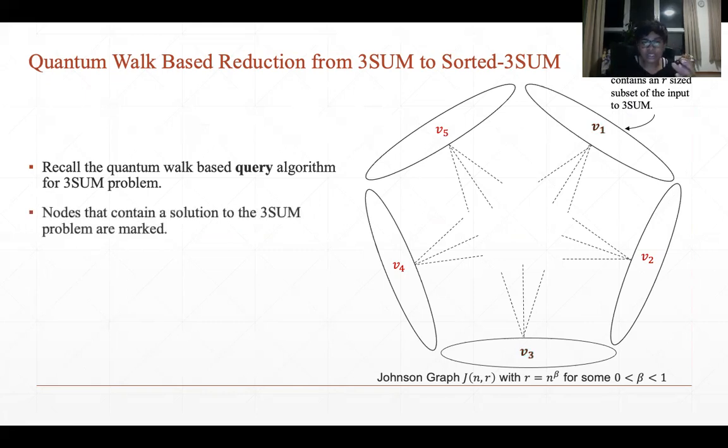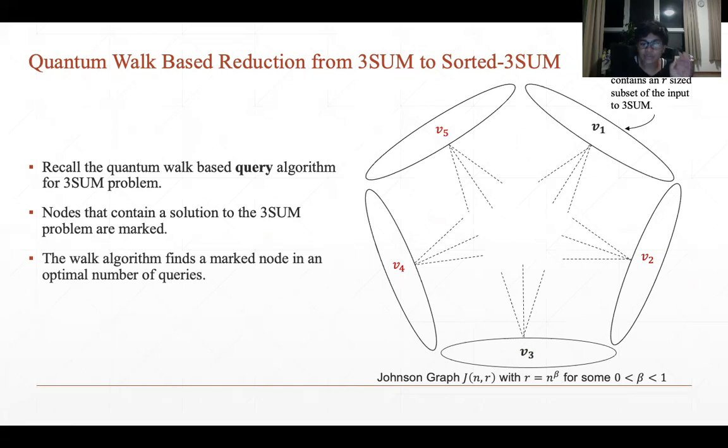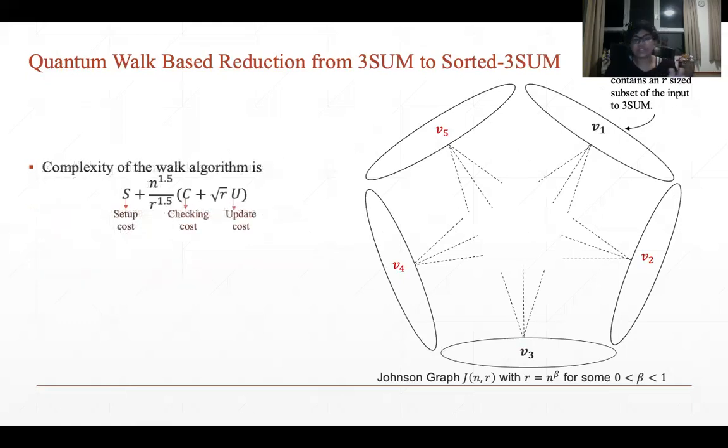And the nodes that contain a solution to the 3SUM problem are considered to be marked. Now, what the quantum walk algorithm does is try to find this marked node in an optimal number of queries. Please note, I'm talking about queries right now. The complexity of the walk algorithm turns out to have a nice formula of this form, with S being the setup cost, C being the checking cost, and U being the update cost. Note that this value holds for both the query algorithm and the time complexity as well. But now again, we are back to the query algorithm, so let's just talk about the query complexity.